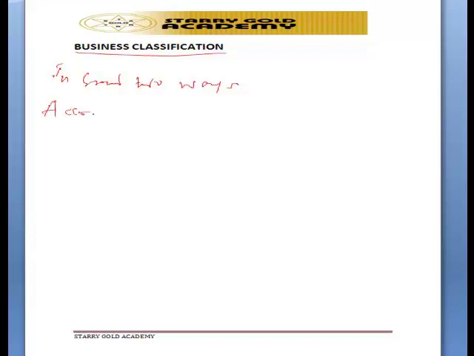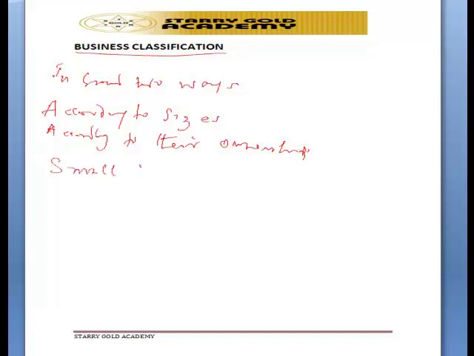That is, according to size. And also could be classified according to the ownership. Now, if you want to look at the size, in that case we categorize business to be small business, and we are talking of small businesses, that is small business organizations.